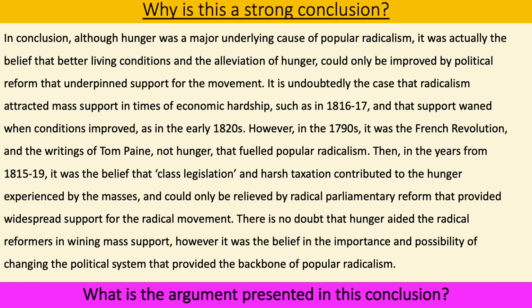But what I'm also leading you towards in the conclusion is saying that whilst poverty was really important, ultimately the radical reformers were only ever asking for political change, therefore suggesting that poverty is an underlying cause and it's the desire to make political change that's the main cause for popular radicalism. Anyway, take a couple of minutes to read through this and remind yourself of the conclusion we are taking our essay towards, and then when you are ready, move on to the next slide.